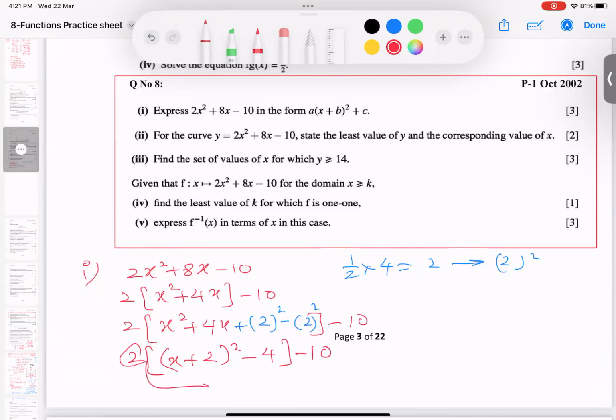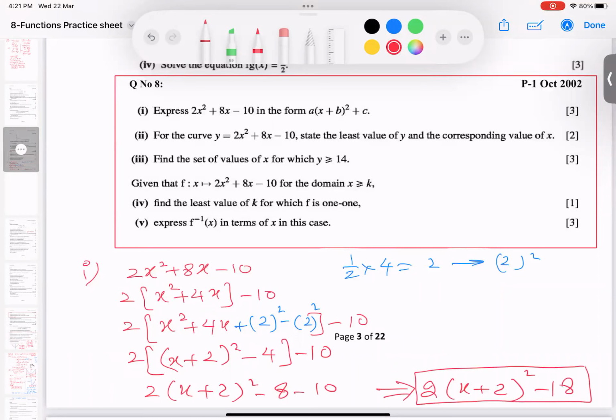And 2 multiplies with this bracket outside, 2 multiplies with this 4. So I get 2 into x plus 2 whole square, and 2 fours are 8, and minus 10. And the final form, I'm writing it here. I believe up till here, all of you are understanding well. So now let's go for the next part. First part is done.